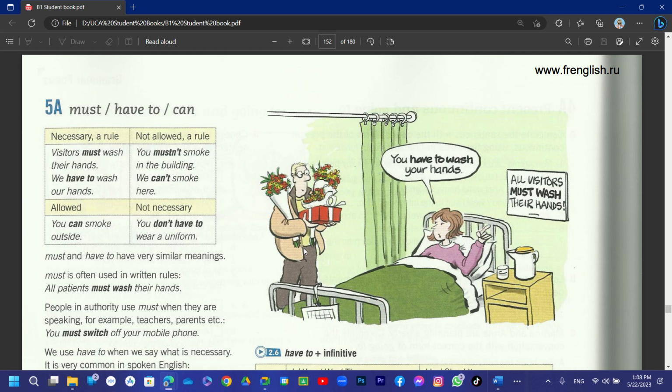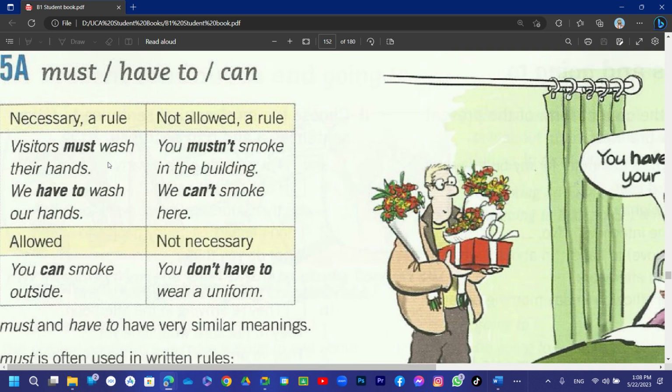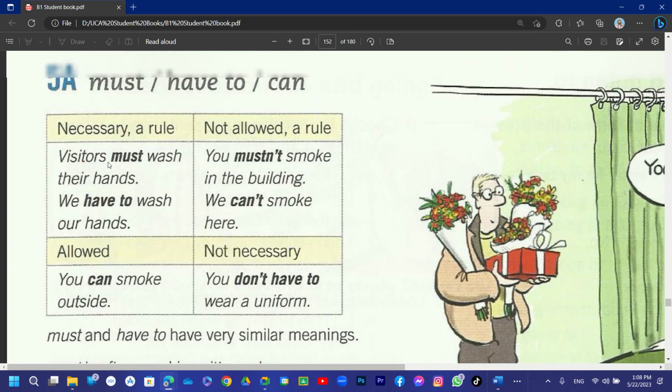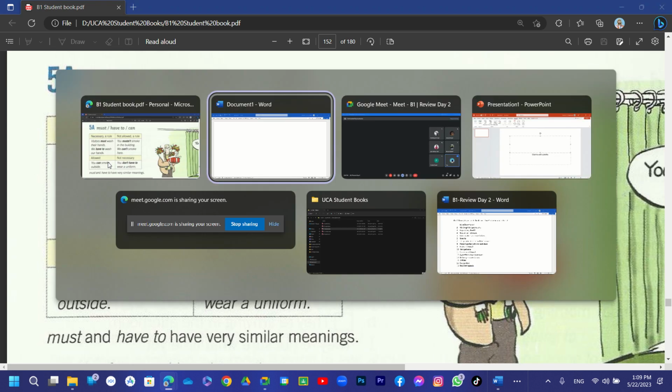The first grammar that we have to talk about is the grammar of must, have to, and can. How are they used? What meanings do they give? And those things. So we're going to start first with, of course, must itself, and we're going to go on to have to and can as well.